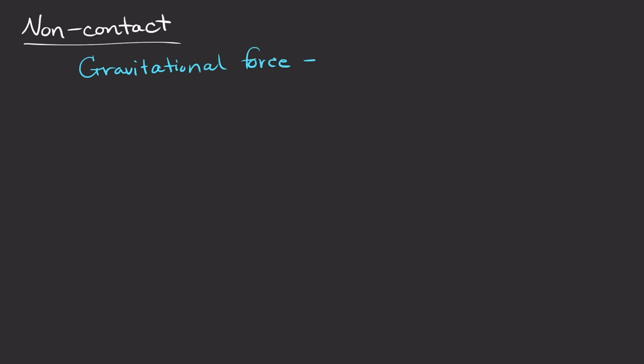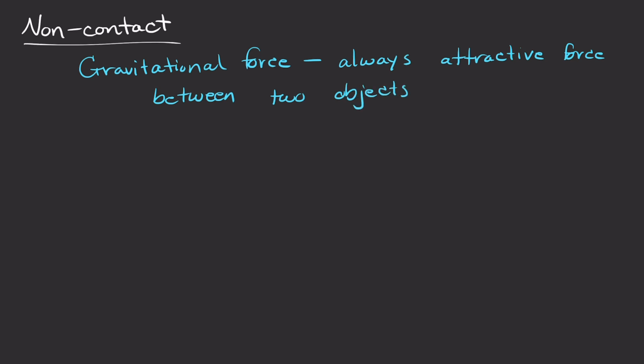Then we have non-contact forces. We're only going to talk about one of these in Physics 1, and that is the gravitational force. The gravitational force is always attractive between two objects with mass. This comes from Newton's law of gravitation.